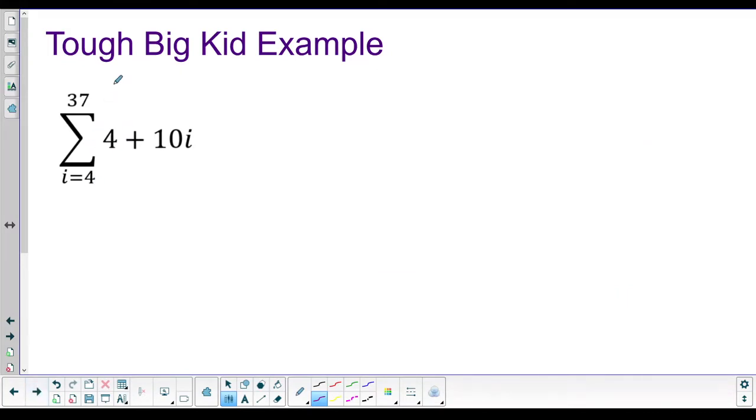All right, so what makes this a big kid example is these two numbers are really far apart. Are you going to want to add up all of these terms? You didn't want to add up 4 terms. You're definitely not going to want to add up 34 terms. Definitely not. So here's how we're going to do this. We're going to think a little hard. We're going to apply what we've learned in previous lessons, and then we're going to solve this in an intelligent way.